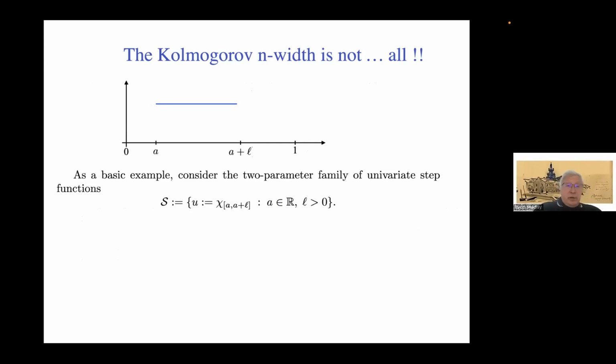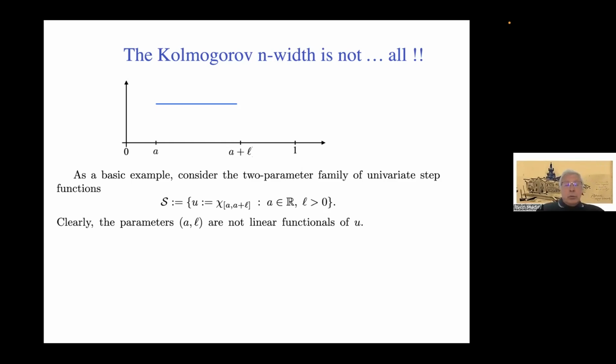So for instance, a basic example is the step function, which is the set of all indicator functions of the set A plus L between 0 and 1, where A belongs to 0, 1, and L is a positive number. Of course, it has some restriction, and we consider it in a periodic way. So we periodify this function.